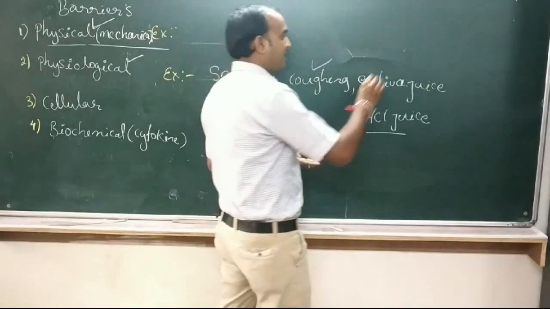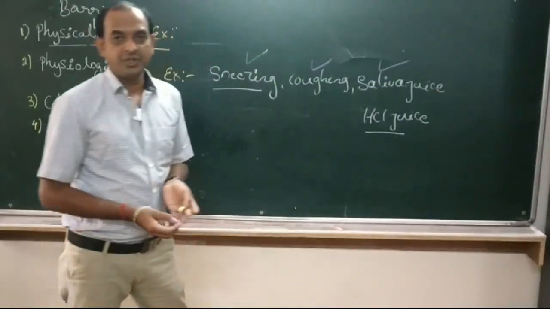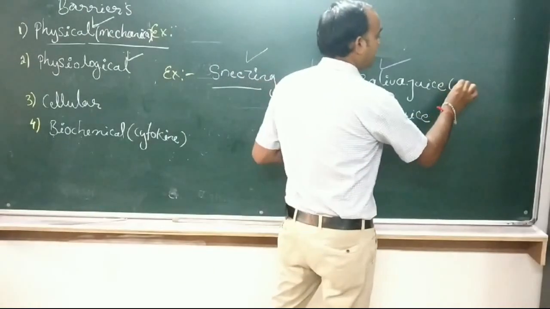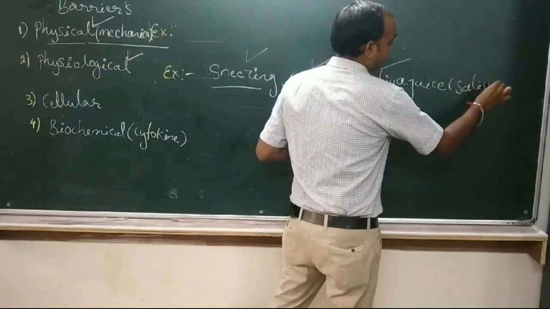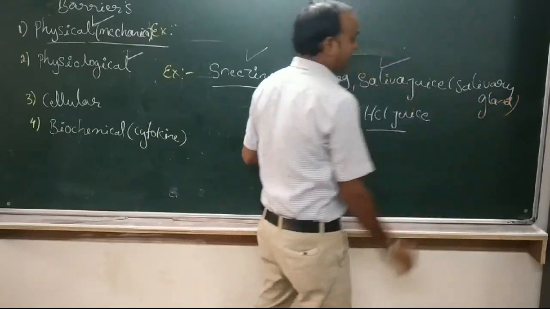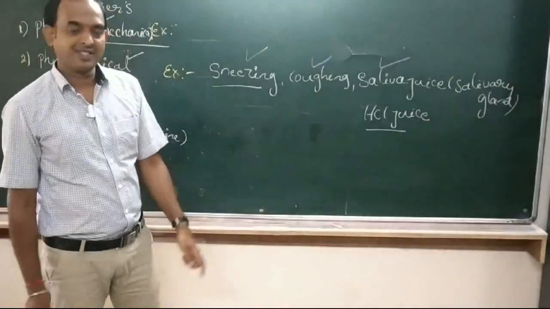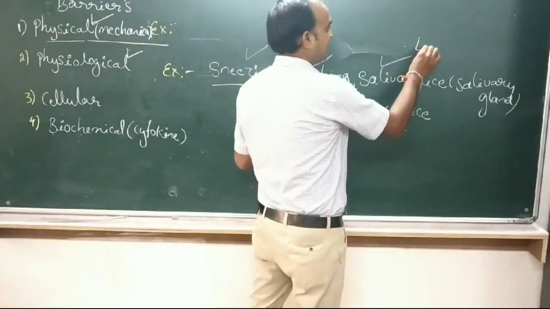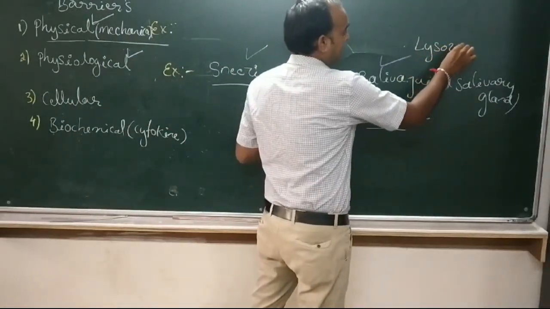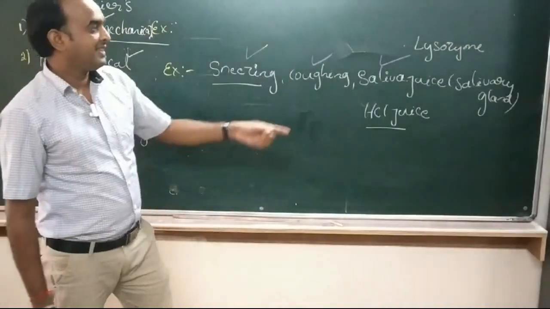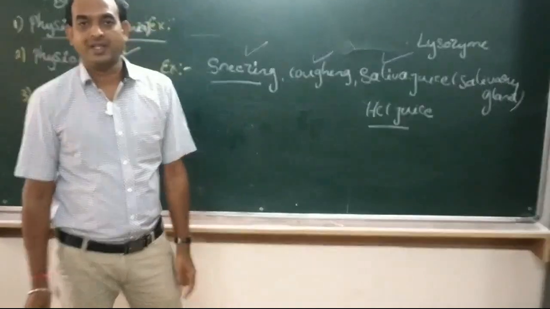Next, saliva juice. Where is it produced? It is produced from the salivary glands. This saliva consists of enzymes. What kind of enzymes? That is lysozyme. This lysozyme has an antibacterial property.